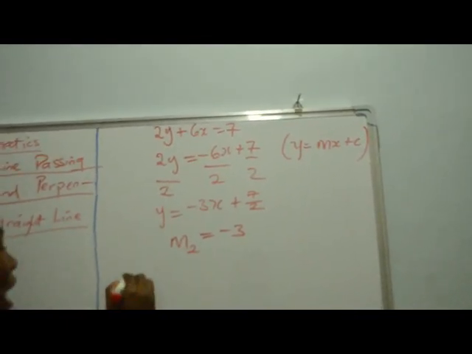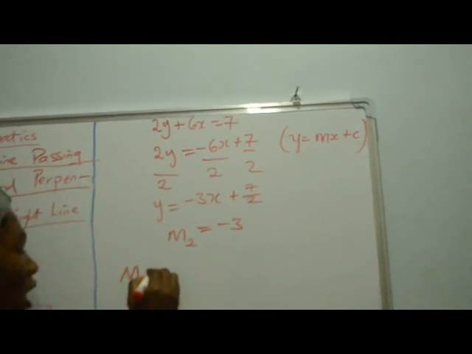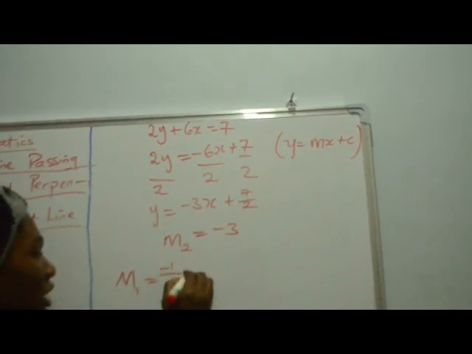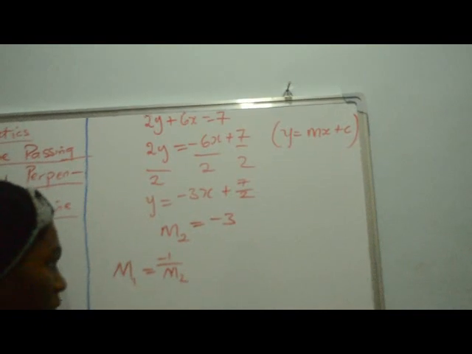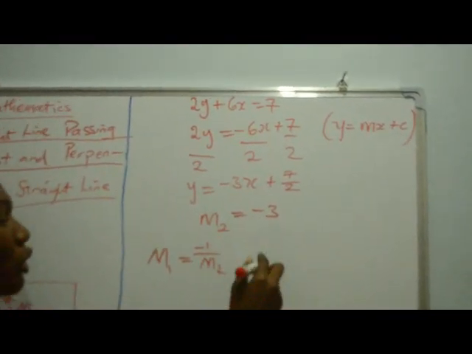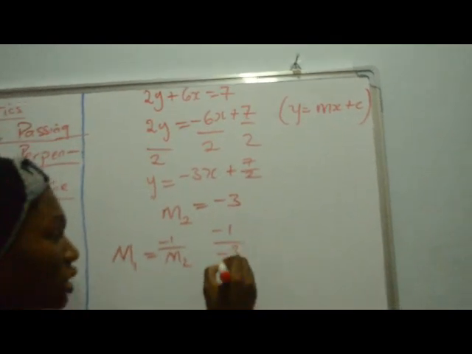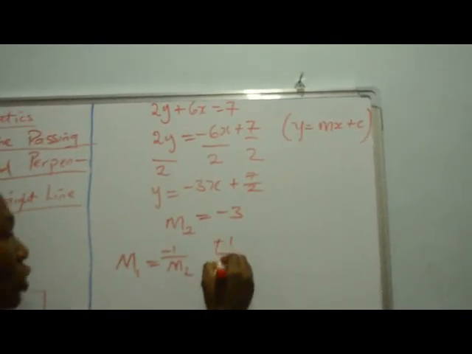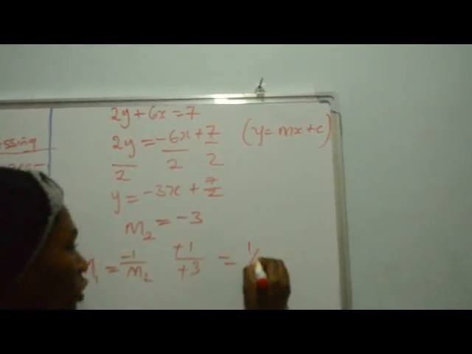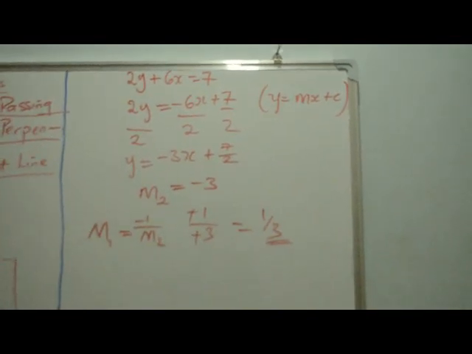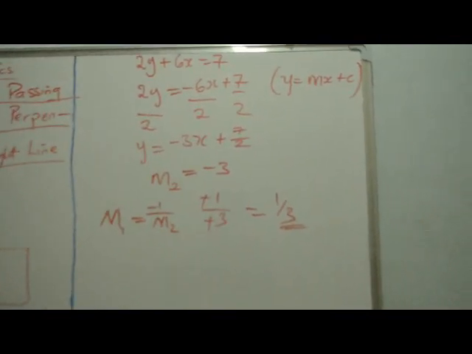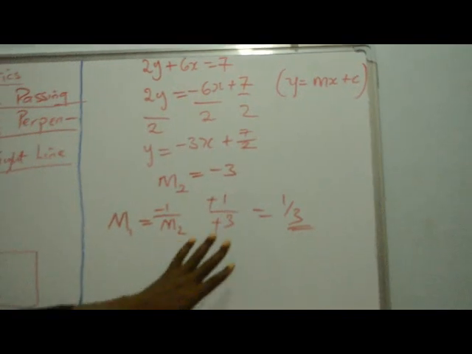Now, like I said, our m1 is the negative inverse of m2. So it will be -1 over -3. This and this will cancel to give us what? 1 over 3. Are we together? So this is it, and that's what we'll be using to solve.